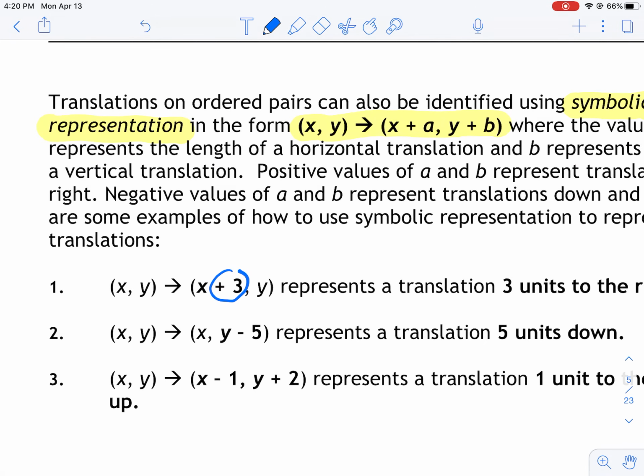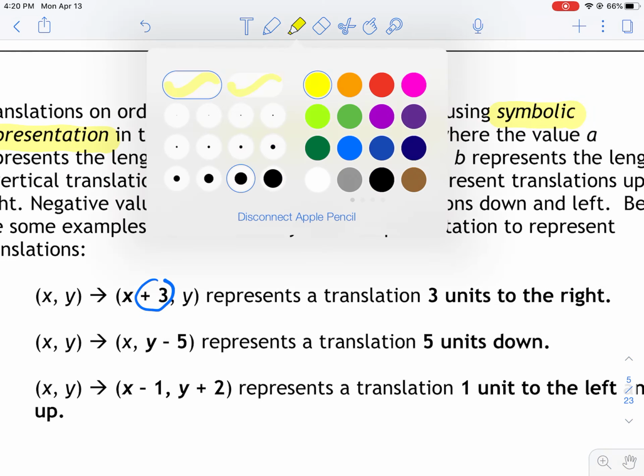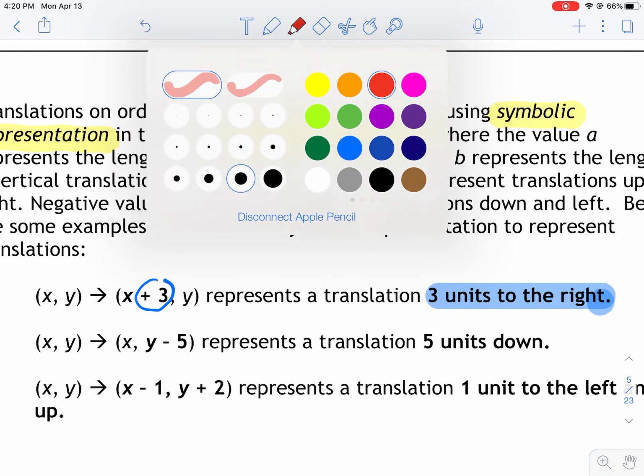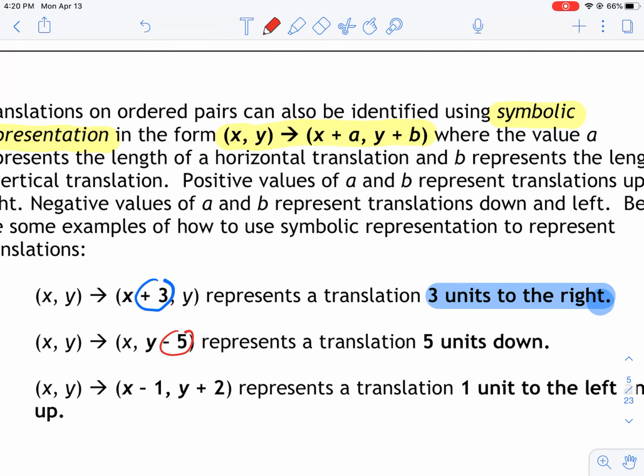So notice on this one, only X has a +3. Y stays the same. Okay, so we're not changing the height. We're just changing the distance across, the horizontal distance. Plus 3, 3 units to the right. Okay, just like this. 3 units to the right. All right. Next, notice in the next one, it's a shift of y minus 5. So since it's on the y, it's going to be 5 units going down.